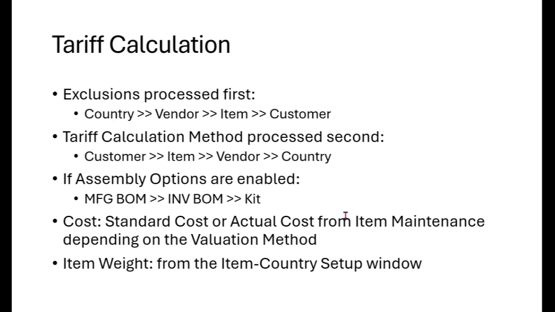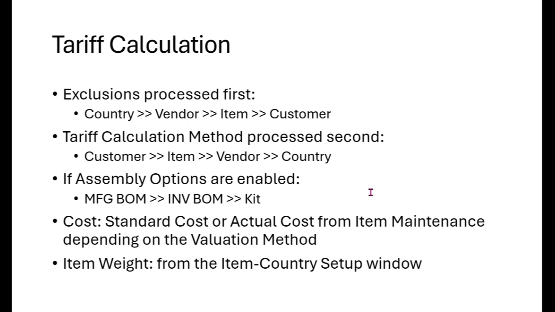The method that it uses for calculating the tariff works in the opposite direction. So once it has stepped through country, vendor, item, and customer to see if the calculation is excluded by any of those, it starts by using the tariff calculation method specified at the customer, if there is one. If there isn't one, it uses it from the item, and then from the vendor, and then from the country.